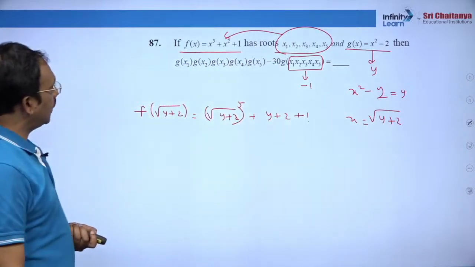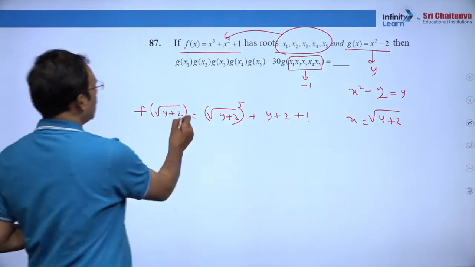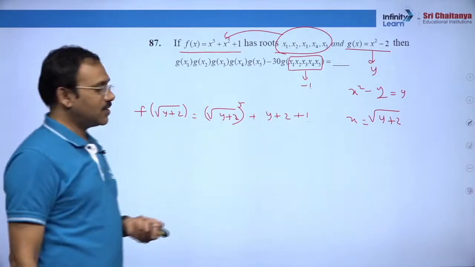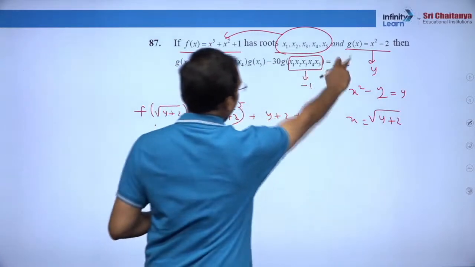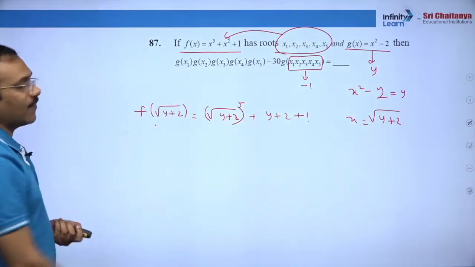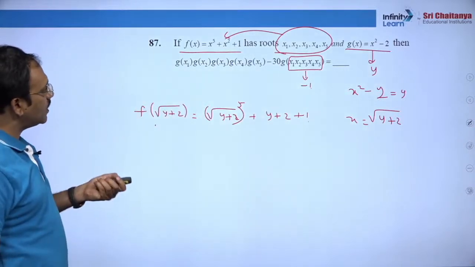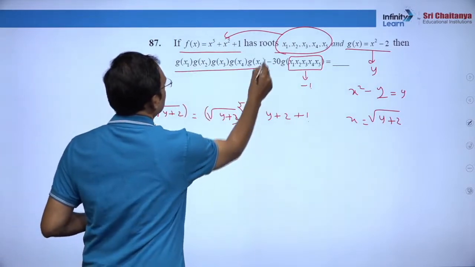g of x1 I want to put. So its roots are g of x1. How can you say? You see, g of x1 plus 2, under root, will give x1, which is f of x1, right. So from this, after expanding this, you will get the roots of this, the product of the roots.